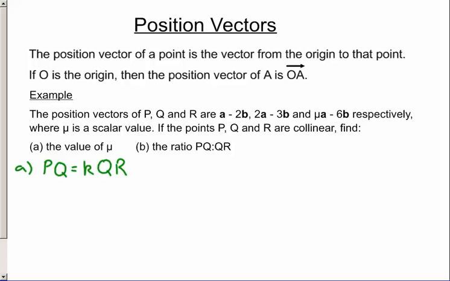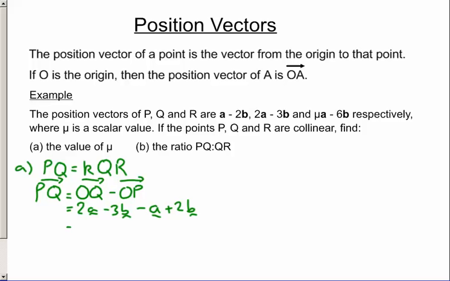But let's first of all think, well, what is PQ? Well, PQ is equal to, from the previous example we saw that's equal to OQ minus OP, which is equal to, well, OQ is the position vector of Q, so that is 2a minus 3b, and P is a, don't forget, minus 2b will give us plus 2b, which gives us 2a minus a is a, and minus 3b plus 2b is minus b. So PQ is a minus b.